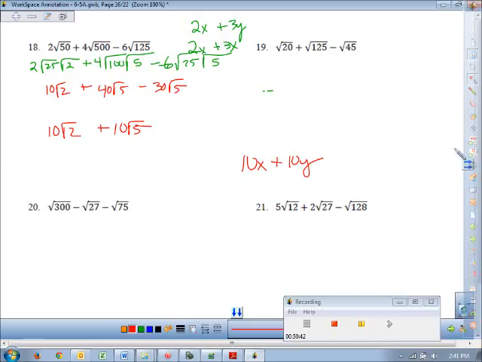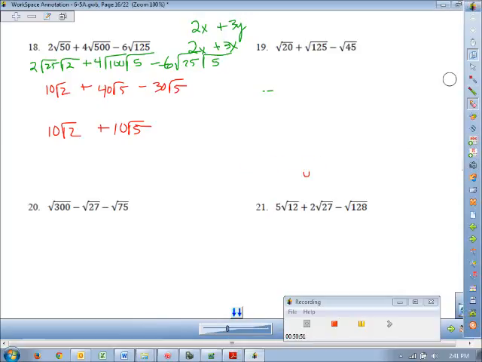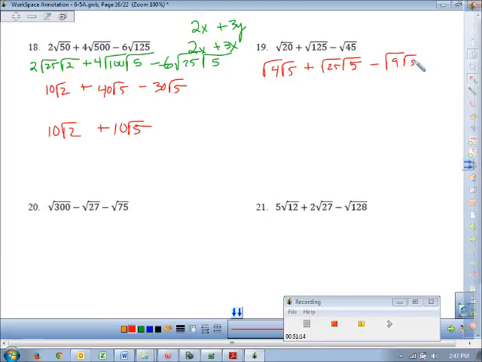Let's jump over to 19 and call that our last one of these today. Simplify all of those radicals on 19. So, you can watch me. All of them are radical 5s.